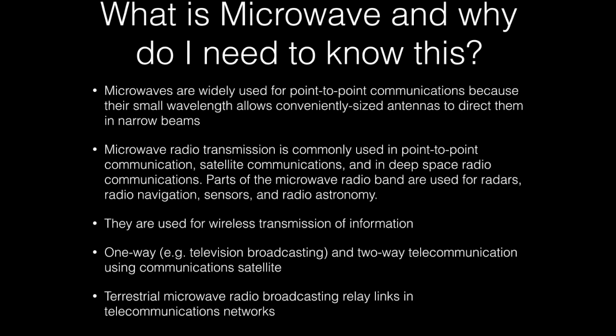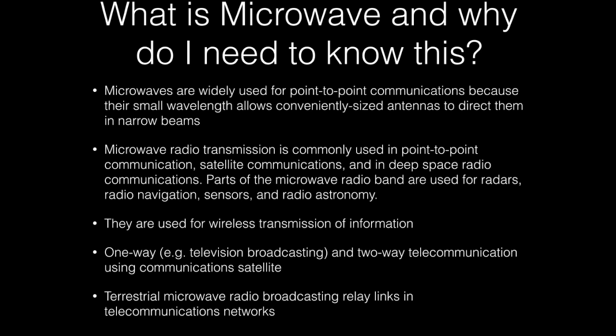We're going to talk about microwaves. What is a microwave? And why do I need to know this? Well, microwave is a high frequency of radio. We'll show you some spectrum charts in a minute. It was widely used for point-to-point communications. The neat thing about microwave is that it has a very, very small wavelength, and I'm not going to get technical, but it allowed you to use what we call conveniently sized antennas to send the signal in a narrow beam.